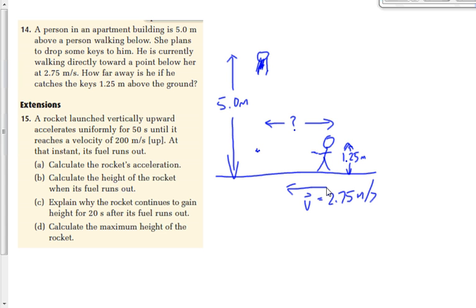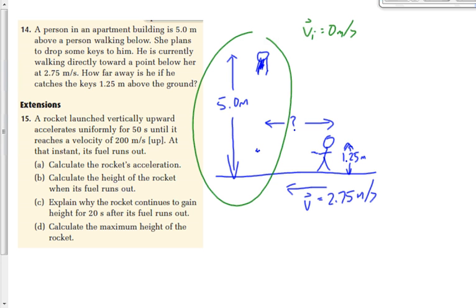All right, so let's start writing some things down here. For this part of the question, we're going to say VI is 0. Joseph said it was dropped downward, so VI is 0. A is negative 9.81. Nathan told us it's negative 9.81. Julia told us the displacement is negative 3.75 meters.